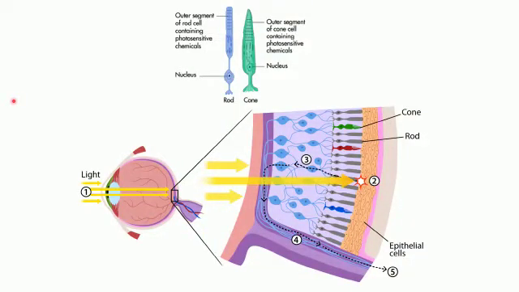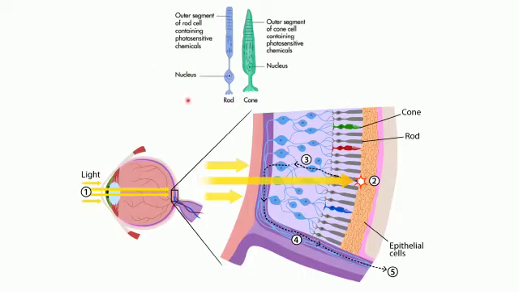Now the picture here tells you about the rod cells and the cone cells present in the retina. So this is the rod cell. As the name suggests, it has a rod-like structure and therefore it is called the rod cell, and it contains photosensitive chemicals, and on account of these chemicals the rod cells respond to the intensity of light and give information about brightness or dimness of the object to the brain.